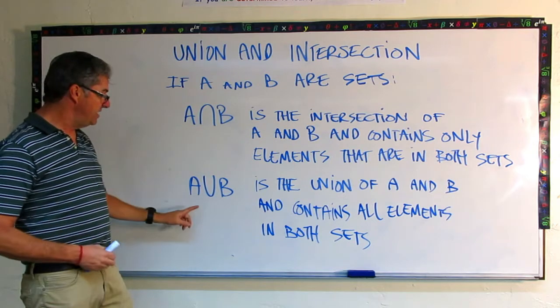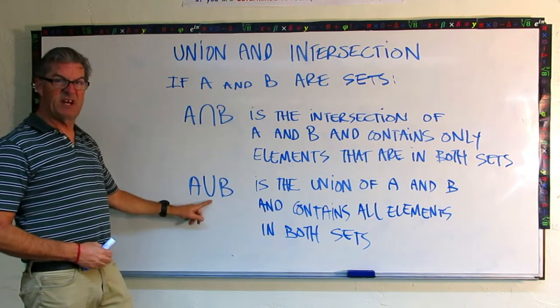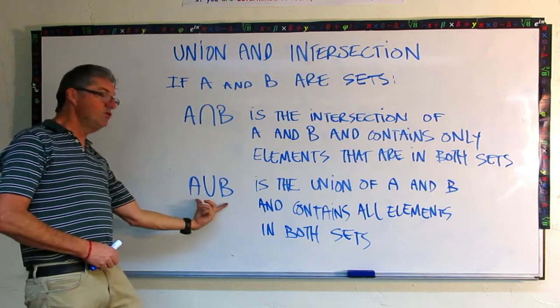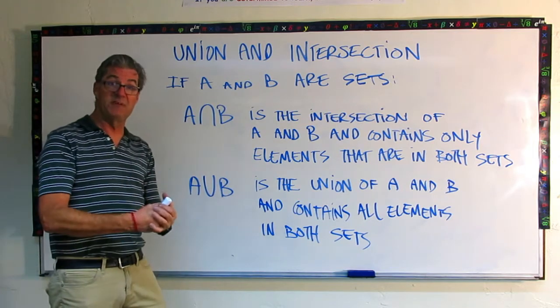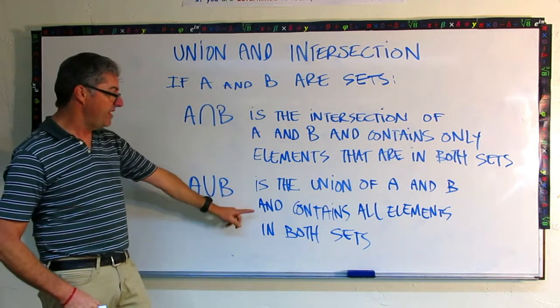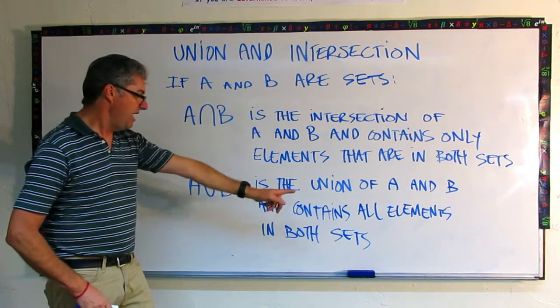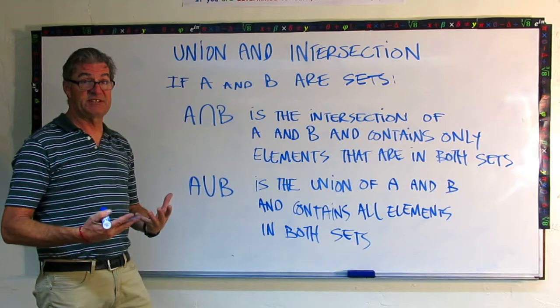The second idea is when you turn this back to being a regular U, this is the union of A and B. As you might think, the union is just putting all the elements together. So the union of A and B contains elements in either set.